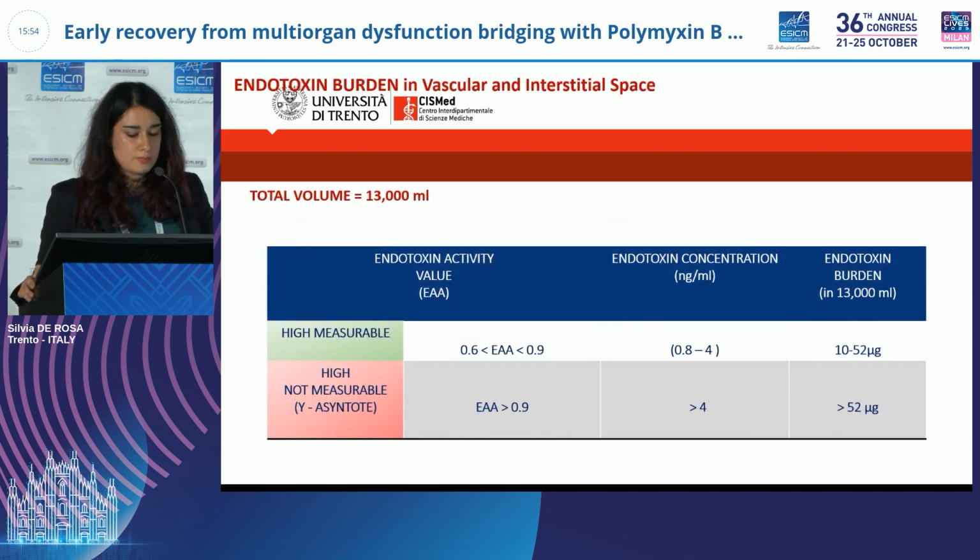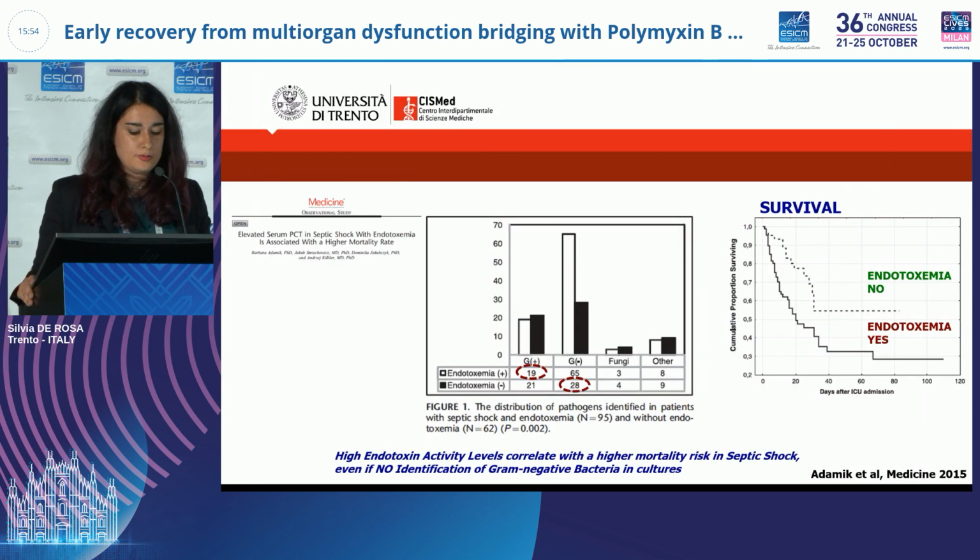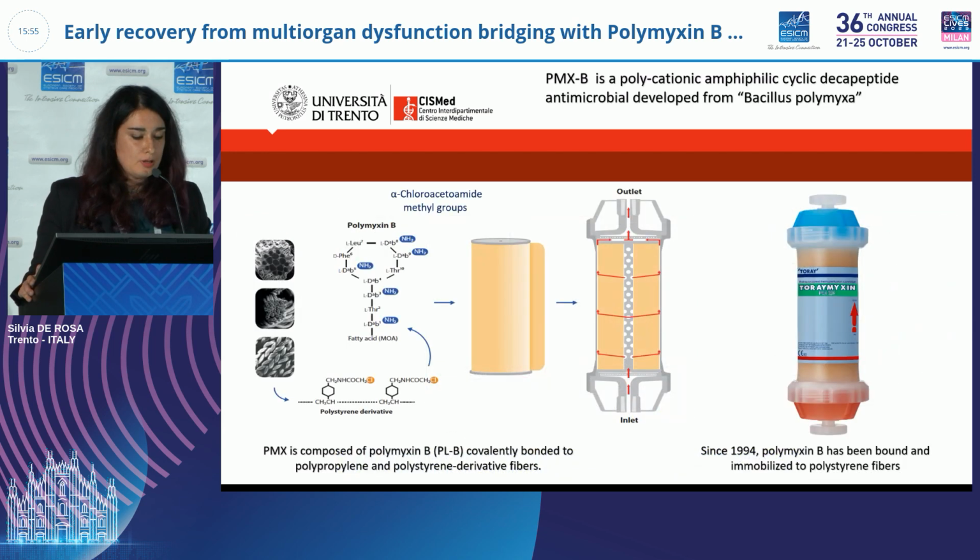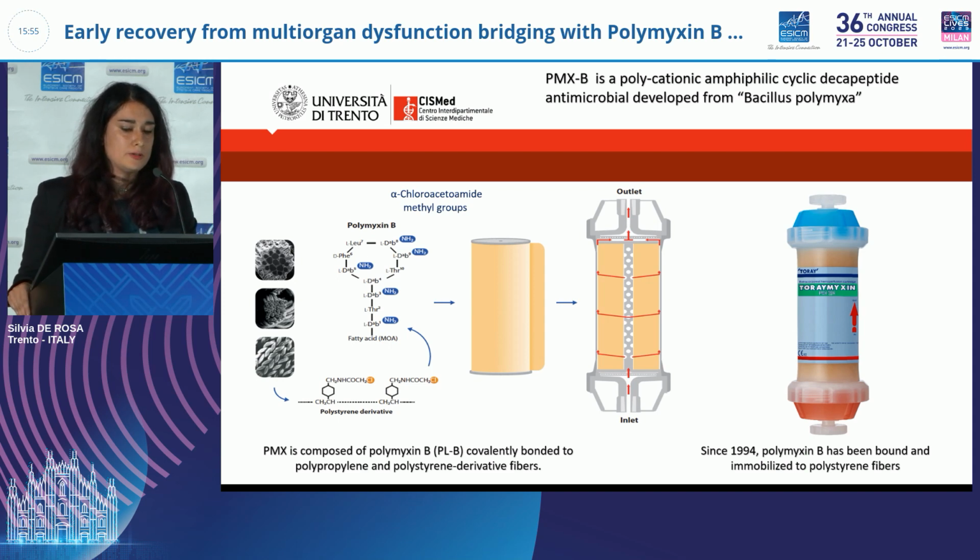Because when we have endotoxin activity over 0.9, we have over 52 microgram, and we know that high endotoxin activity levels correlate with a high mortality risk in septic shock, even if there is no identification of a gram-negative microorganism. So how can we remove it? We know that PMXB is a polycationic amphiphilic cyclic decapeptide antimicrobial developed from Bacillus polymyxa. And we know that if we administer it intravenously, we can have really high nephrotoxic and neurotoxic effects.